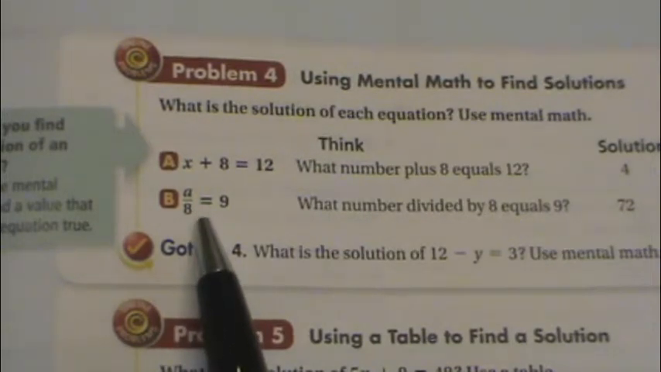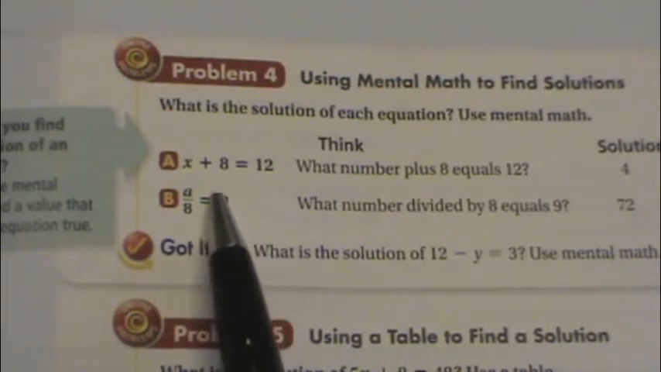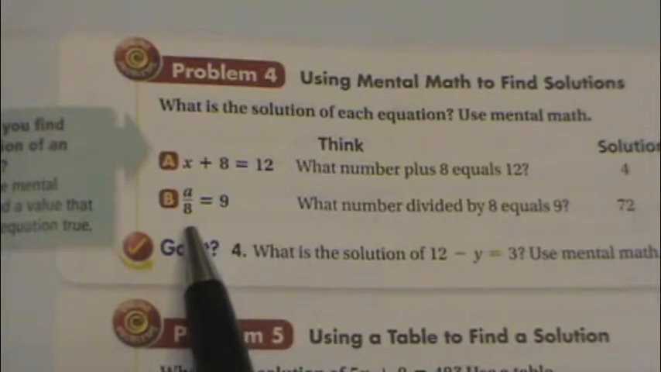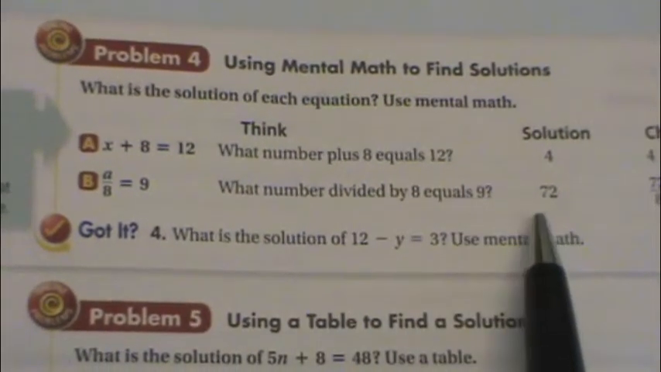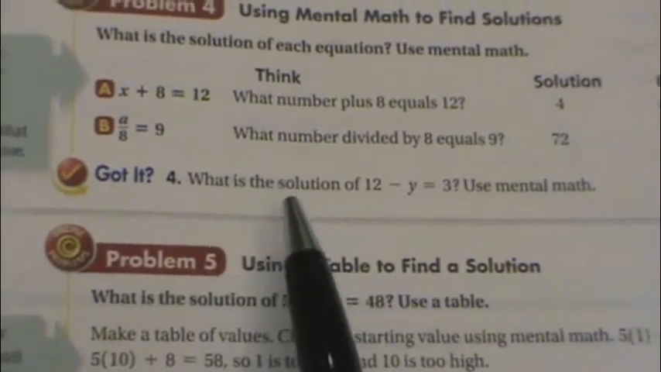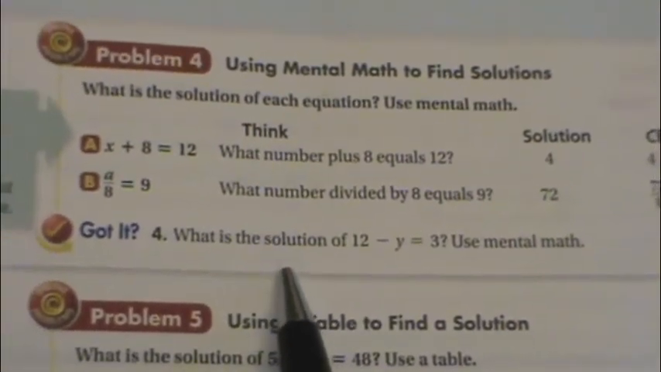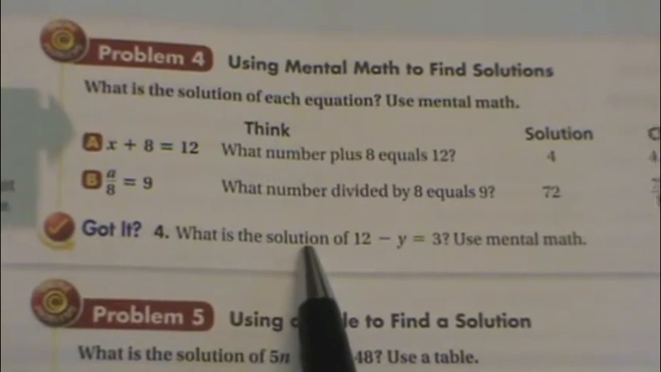Letter B, a over 8 equals 9. What's going to make that work? What number divided by 8 equals 9? So you think, and you think, and you think, and you remember, oh yeah, 72. Since they're asking you to use mental math for number 4, it seems to me that we don't need to bother to write this down in our books.